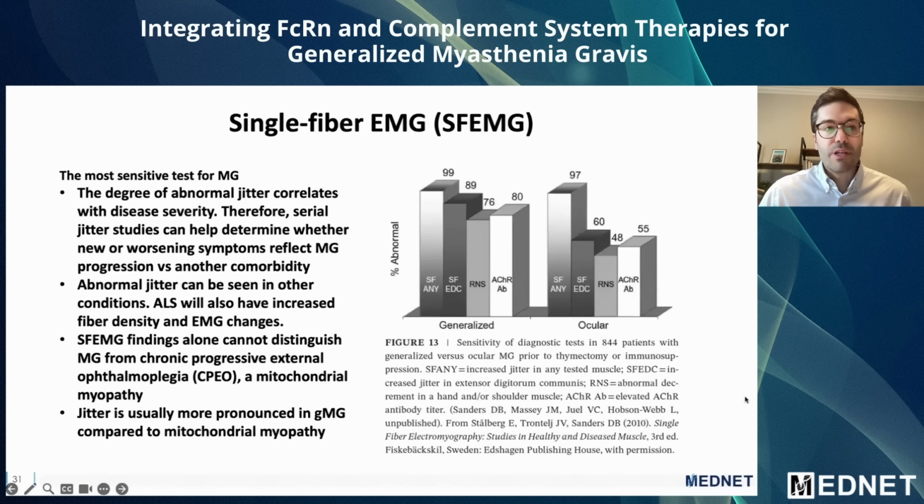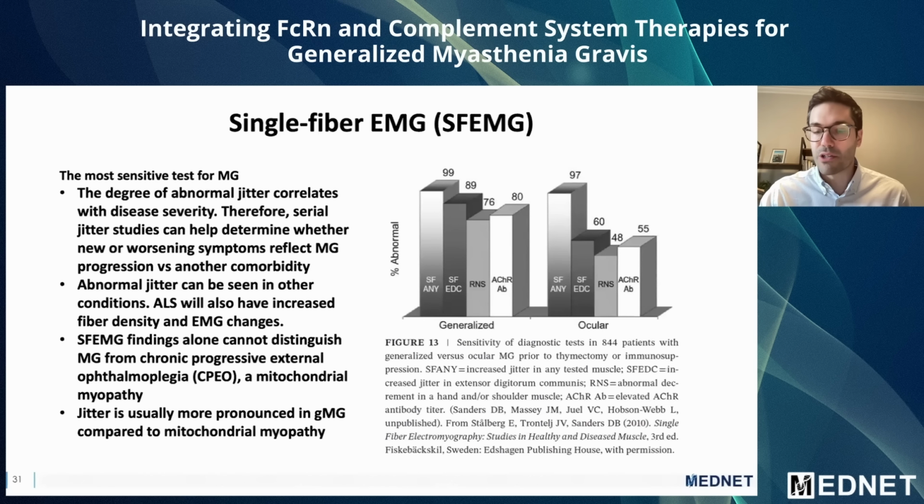Single fiber EMG is the most sensitive test that we have for EMG. So to the right, I included a figure here showing that in generalized MG, if you do single fiber EMG of multiple muscles, you can get the sensitivity up to 99%. And very similar in ocular disease, getting up to 97%.